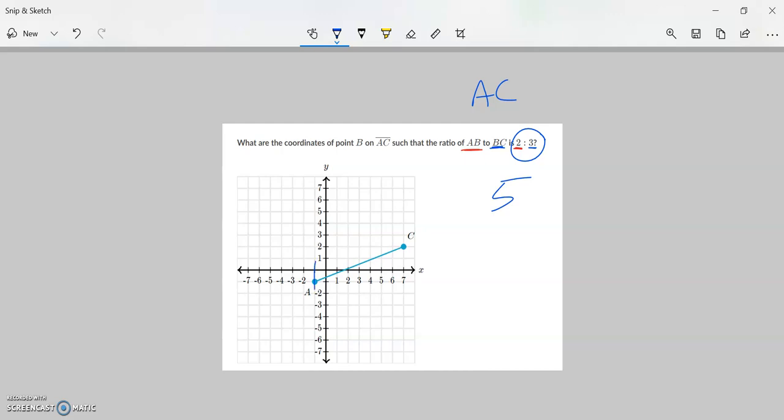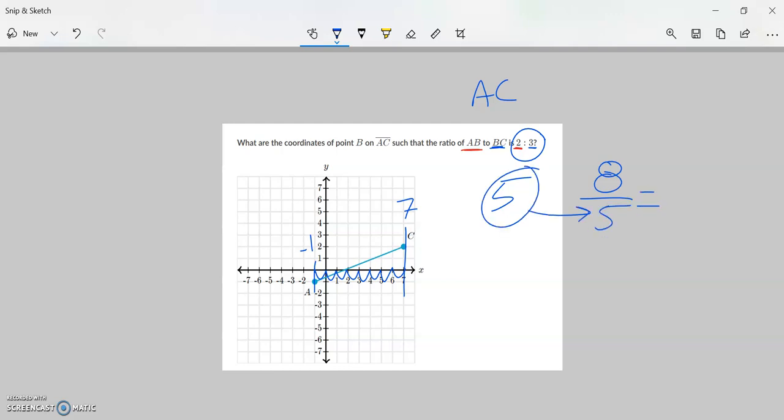Our A value is right here at -1. Our C value here is at +7. So from -1 to 7, we are going over 1, 2, 3, 4, 5, 6, 7, 8 units. Divide that by our 5. And you're going to get a decimal.